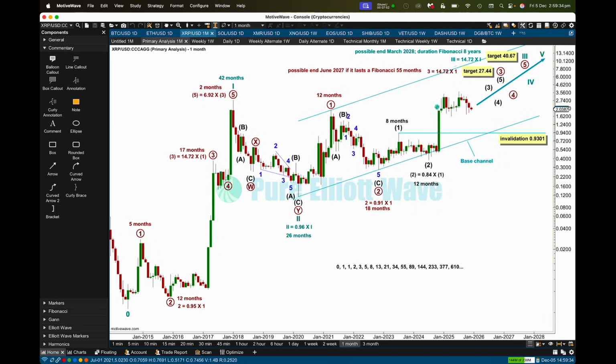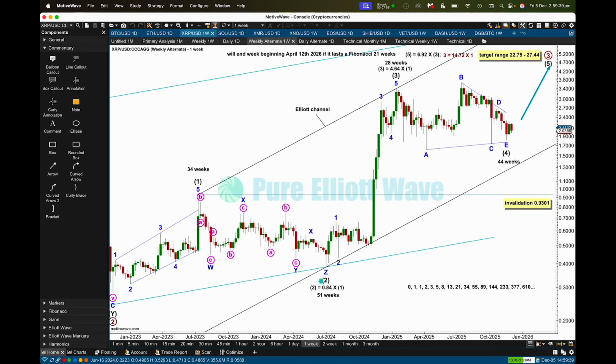Now remember from the monthly time frame, this low of intermediate 2 here on the alternate is this low here. What if this sideways movement is complete as a triangle? We could have intermediate 3 and 4 within primary 3 possibly complete. This is possible, but my problem here is this is intermediate 3 within primary 3 within cycle 3, and it's only 4.64 times the length of intermediate wave 1.